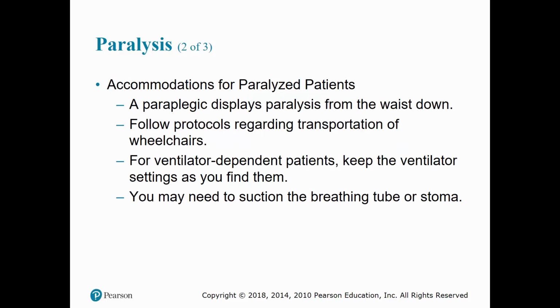If a patient is paralyzed in all four extremities, they are said to be quadriplegic. If the patient with quadriplegia has a spinal injury in the vicinity of C3 to C5, or if they are suffering from a neuromuscular disease, they may not breathe adequately on their own. If you are dealing with a paraplegic, make sure that you follow local protocols regarding the patient being able to be transported by wheelchair.